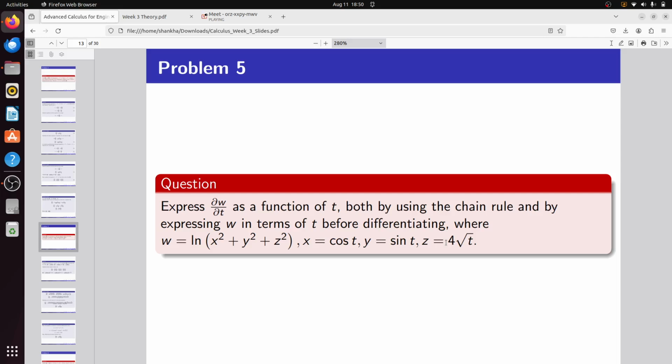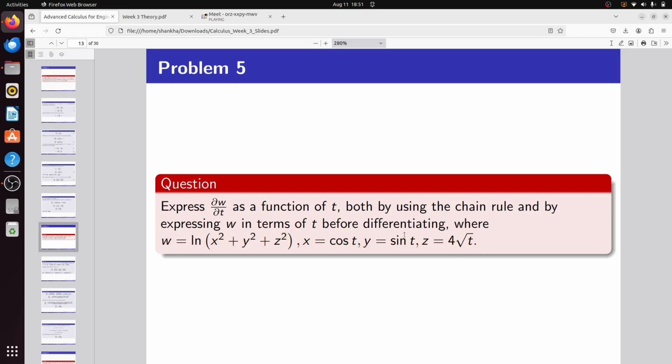Okay, so there are many ways to solve it. Del w del t, you can determine it in many ways. So first, the easiest way, what will be the easiest way to determine del w del t? Just notice this expression. What will be the easiest way?